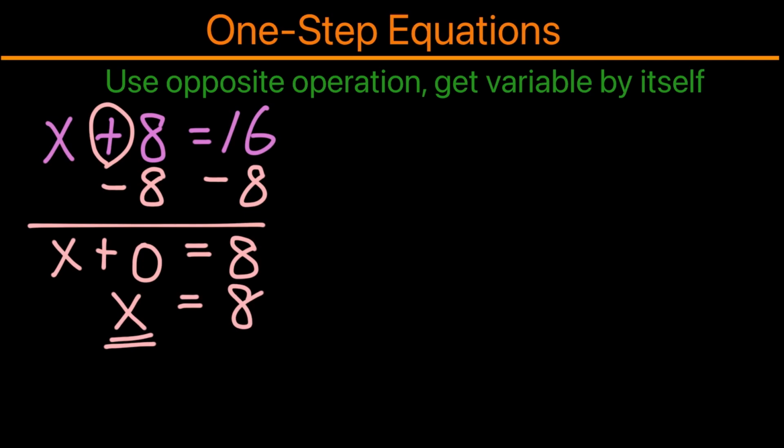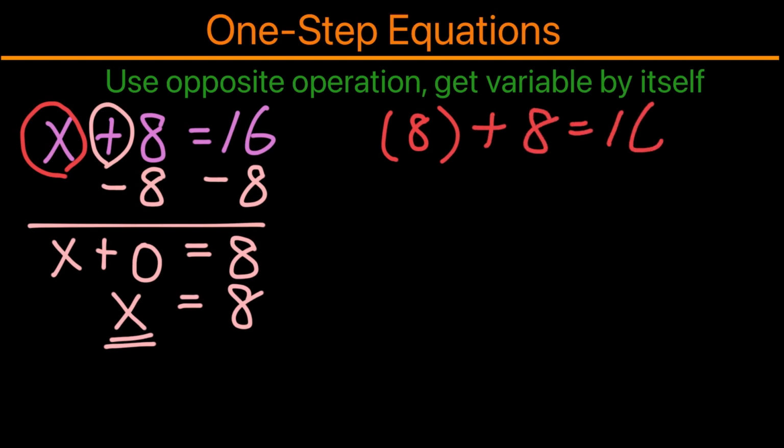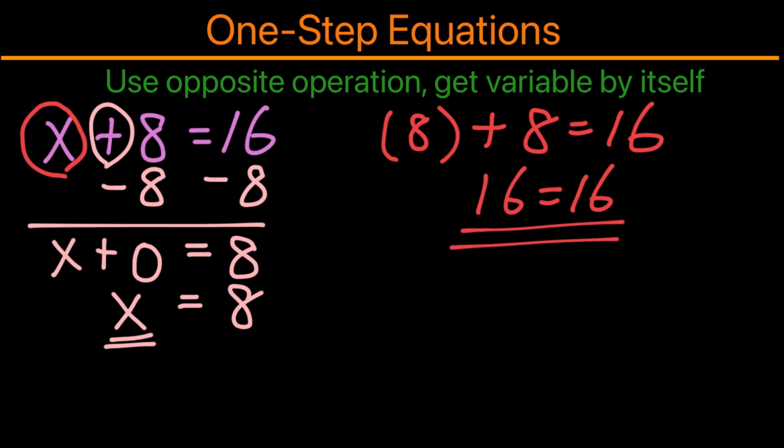Now to double check if this was done correctly, what we can do is plug the 8 value back into the original equation. So the x will be replaced with 8. 8 plus 8 equals 16. That is a true statement. So it tells us that it checked out and is correct.